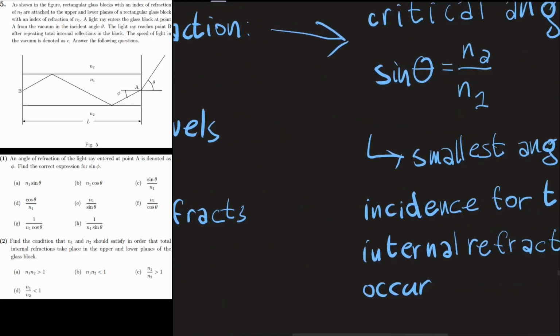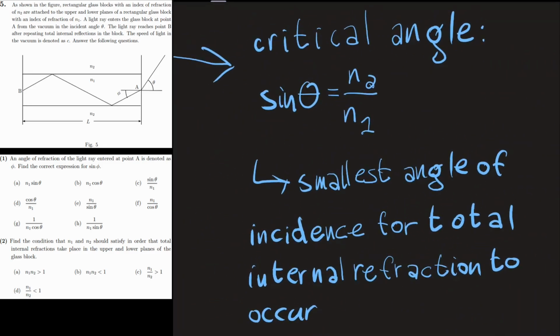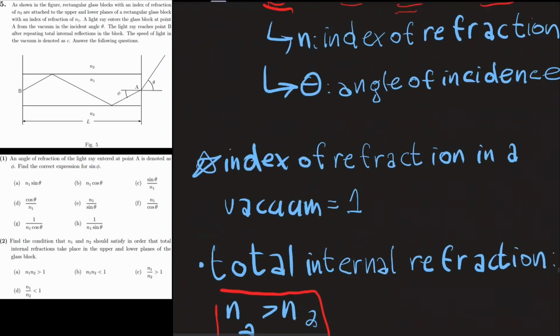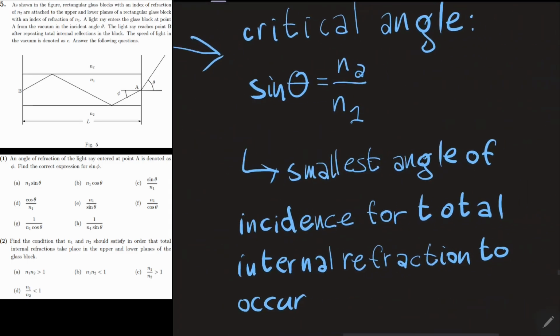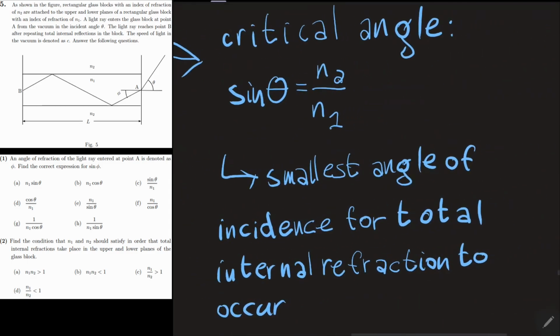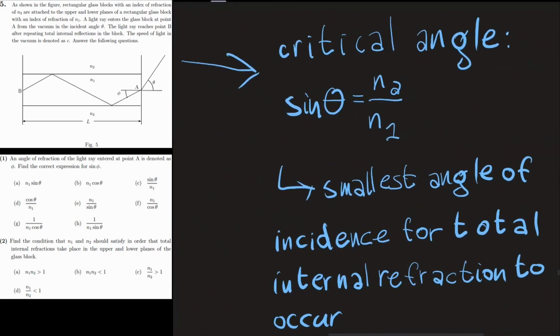Then you also need to know the critical angle. And basically what this says, this is the smallest angle of incidence for total internal refraction to occur. So this condition here just says that it could be possible for total internal refraction to occur if this condition is satisfied. But then assuming this condition is satisfied, this tells us what is the smallest angle of incidence for said total internal refraction to even occur. So you could satisfy the condition, but still not have total internal refraction if you don't have an angle that is bigger than or equal to the critical angle.